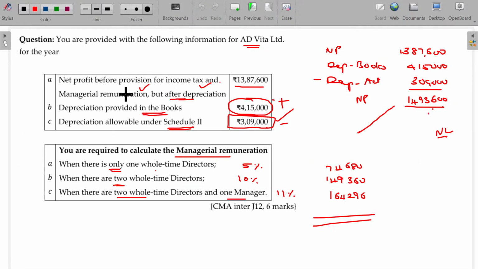The last illustration is the same, no? In this illustration, 13,87,600 is nothing but net profit as per the books, but we will not take that for the remuneration calculations. From there, we do some plus or minus for adjusting the income as per the Companies Act provisions. Clear?